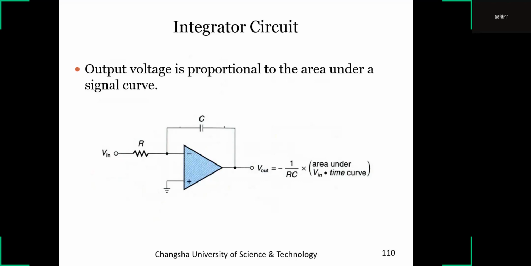Integrator circuit. The output voltage is proportional to the area under the signal curve. This is an integrator circuit. The V out is equal to here.